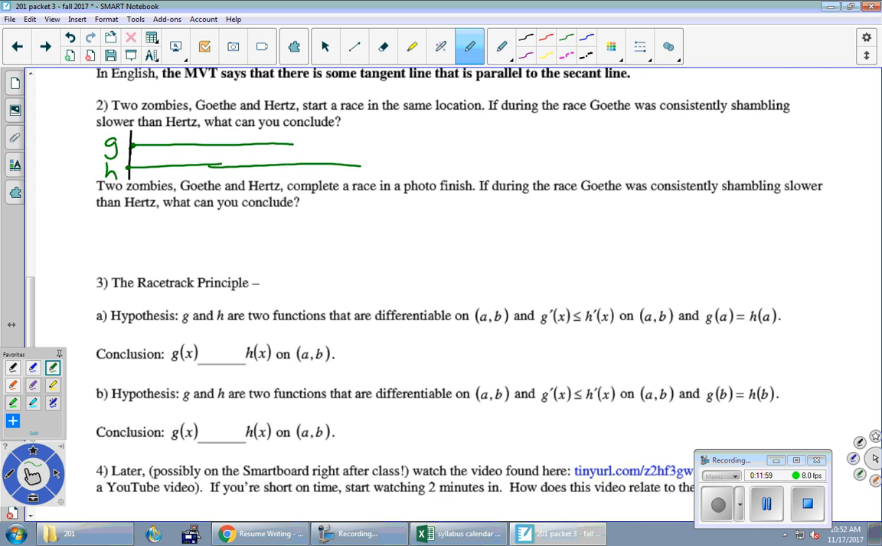Because Goethe was going slower at every possible moment. There's nothing surprising in this, right? They start at the same place. If one of them is faster the whole time, then they're going to be winning the whole time. Okay. Same idea here, two zombies.